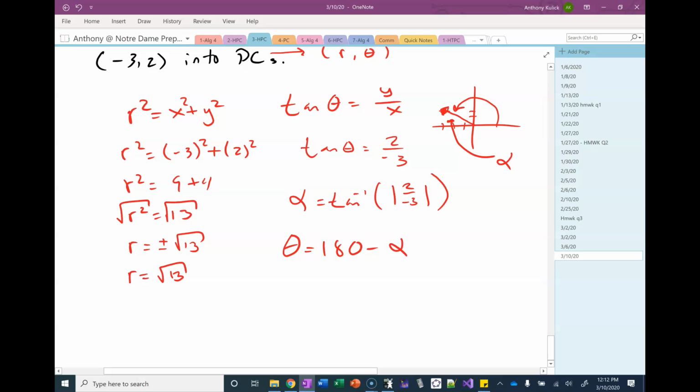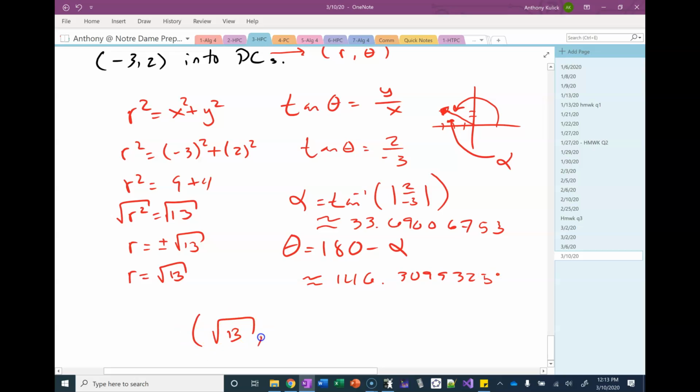So in this case, this value turns out to be 33.69006753 when I type that into my calculator. So that becomes 146.300325. So I'm going to have the square root of 13, comma, 146.31. Again, I'll just round to two decimal places there.